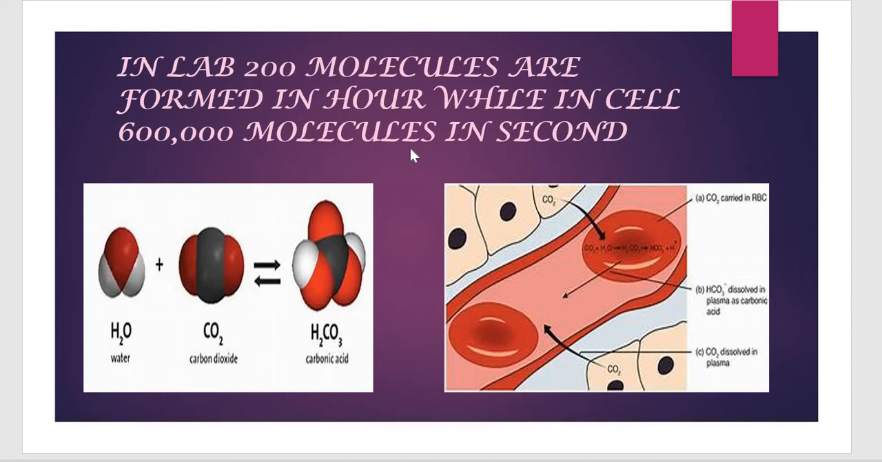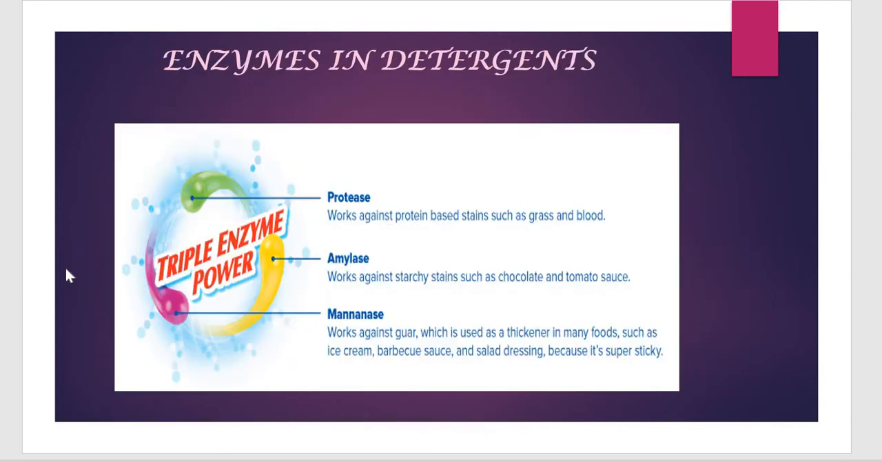Just see the magic of enzymes. In this slide, you can see enzymes in detergent. Many times you have seen in TV advertisements, कुछ एड्स में आता है कि हमारे डिटर्जेंट में ट्रिपल एंजाइम पावर है और इसके अंदर एंजाइम बेस्ड है. What is this triple enzyme power? This triple enzyme power shows the presence of 3 enzymes: proteases, amylase, mannanase.